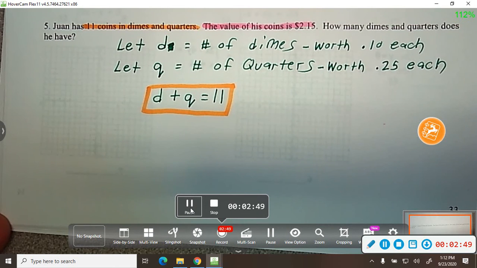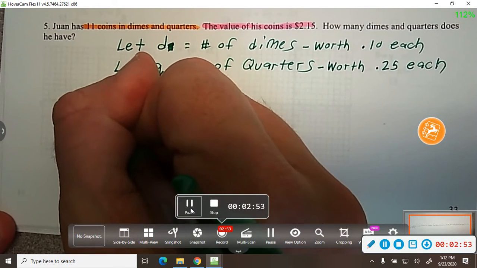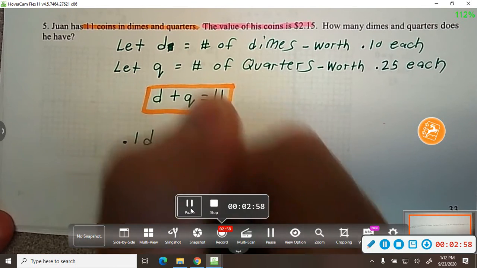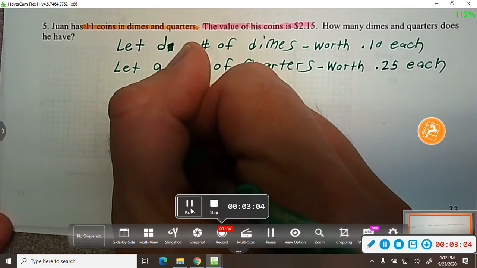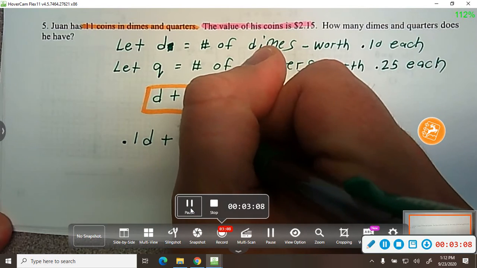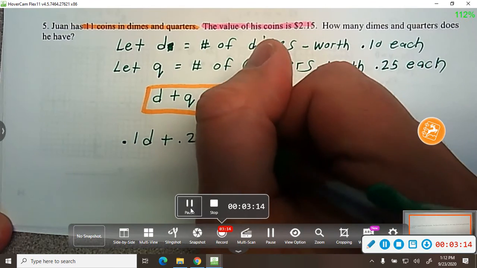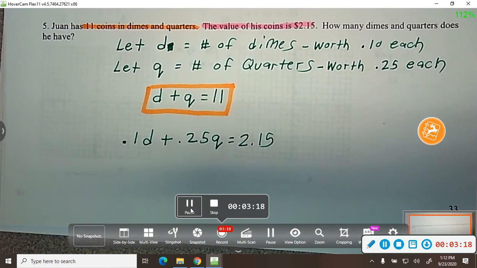So if I'm doing a value function, I take 0.1 times D, for every dime, 0.1 plus 0.1 plus 0.1 plus 0.1. And then for quarters, those are worth 25 cents each, so 0.25Q. And the value, if I add all those up, is $2.15. So that came from the pink.